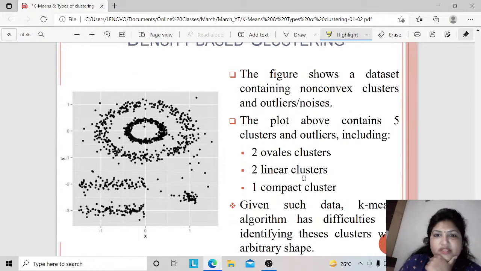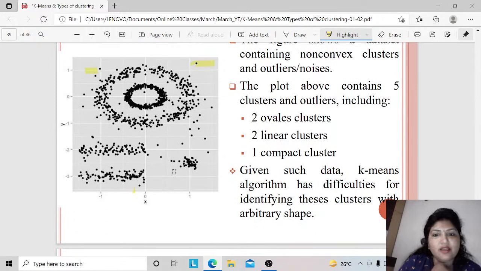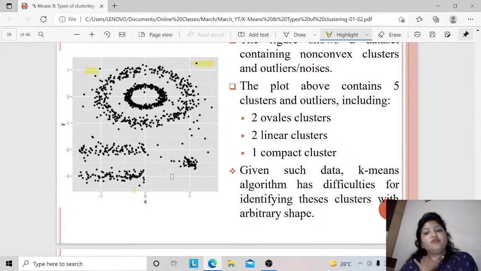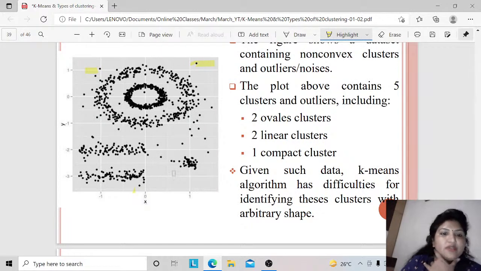The figure shows a dataset containing non-convex clusters and outliers, noise. So you have some outliers in the dataset. The plot above contains 5 clusters and outliers: 2 oval clusters, 2 linear clusters, and 1 compact cluster. So you might have a number of things in this particular part, as clusters and as outliers. Given this, the k-means algorithm has difficulty identifying these clusters with arbitrary shapes.